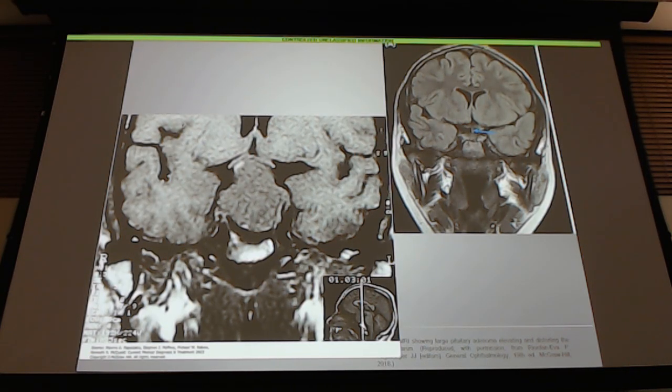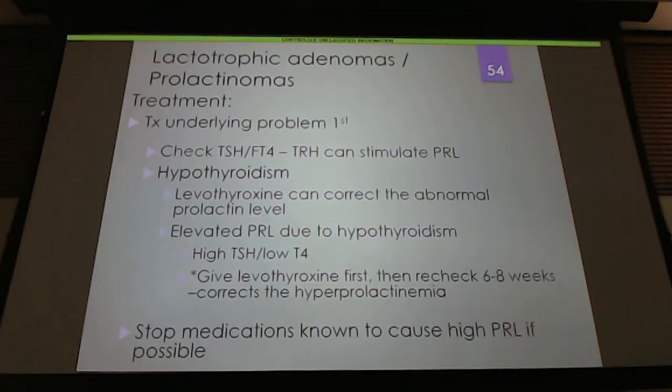Okay, so treatment. So treat the underlying problem. So if they have some medication that is known to cause excess prolactin, we should probably stop that. Do I have any list of those meds in here? I don't. That's intentional. Which obviously you're just remembering to, if there's a med, you want to stop it. But absolutely, if they have underlying hypothyroidism, we need to treat that first.